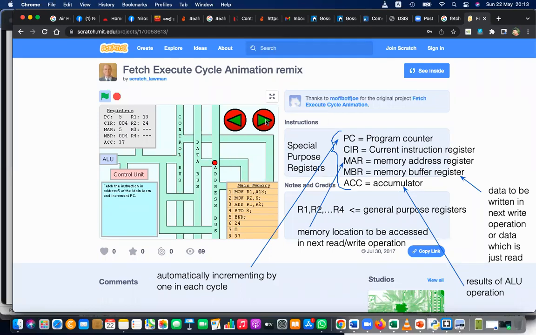instruction number 5 is ending. So once read, it will be ended. Okay, so that's all. Right, so this is what is happening in the computer. That is called the fetch decode cycle.